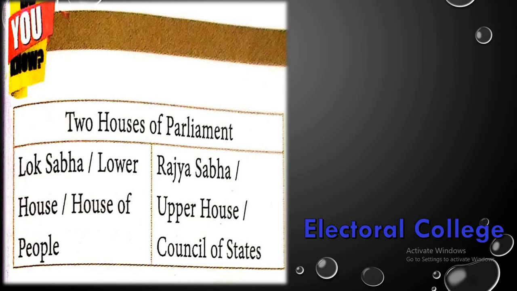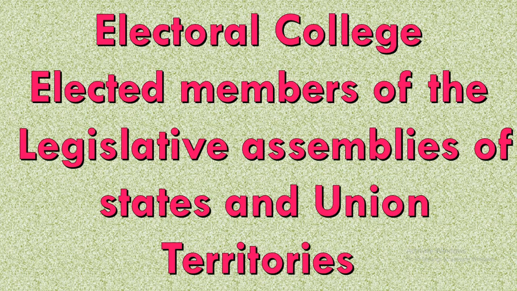We have Lok Sabha and Rajya Sabha, which we call the two houses of parliament. What is Lok Sabha? It is otherwise called the lower house or house of people. Rajya Sabha is called the upper house, the council of states. For Lok Sabha, the election will be conducted throughout the country. But for the Rajya Sabha, it is with the representatives. The election will be held directly by the people once in every 5 years. The Electoral College consists of elected members of legislative assemblies of states and union territories. So, the Rajya Sabha members are elected with the help of the Electoral College.